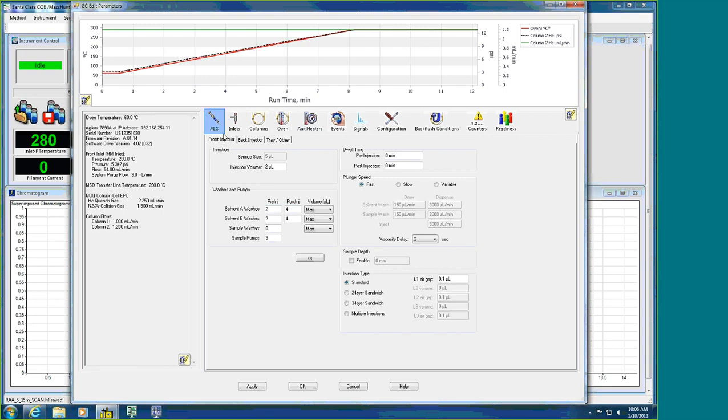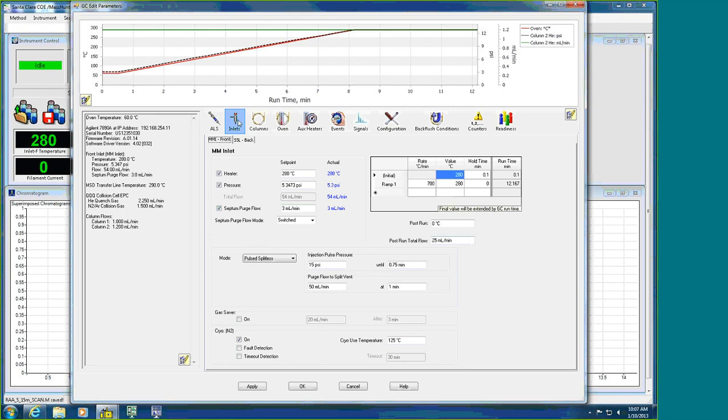For example, here we have our ALS parameters, in this case, our front injector. Ensure we have enough sample washes and such to ensure that we have no carryover. Also, if you have a limited volume, you could go ahead and set the sample depth here, make this number -1. And if you have a low volume in your GC vials, you'd be able to aspirate the 1 or 2 microliters more efficiently.